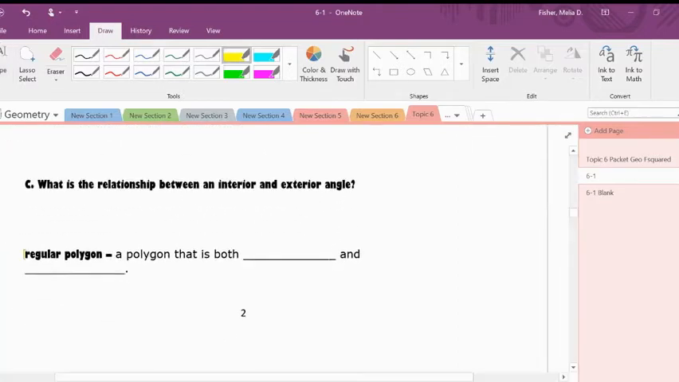We have another definition here of a regular polygon. A regular polygon is both equilateral and equiangular. So equilateral is all the sides the same, and equiangular is all of the angles the same.